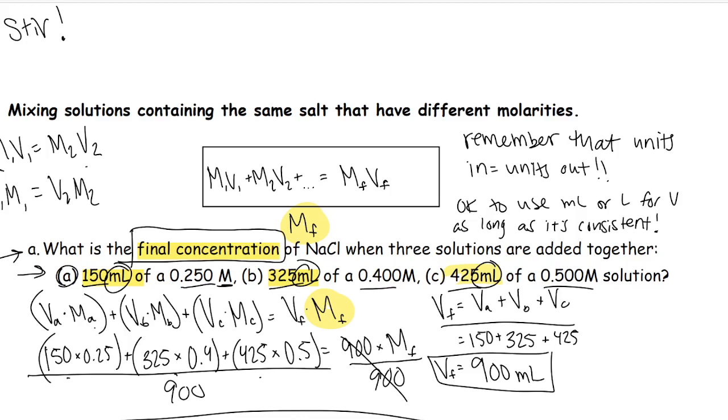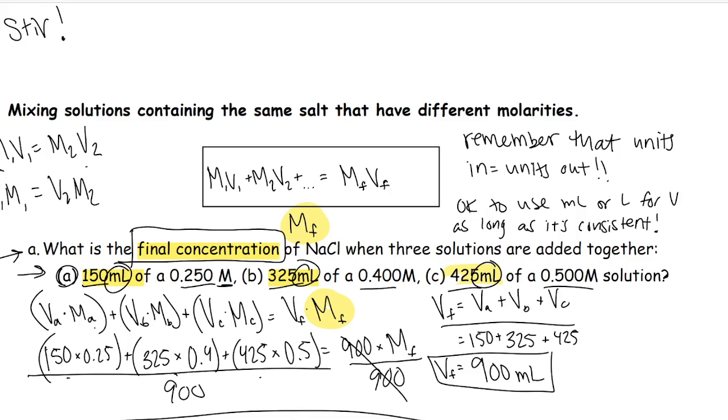If you're not sure or you feel like you're not confident that you'd remember to switch it, you can always be safe by converting to liters. That is definitely a safe bet. So if you're confused on that, you can convert them all to liters. Again, it just has to be consistent, so you need to keep liters on both sides.